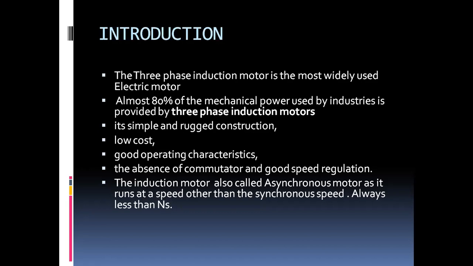Now, what is a synchronous speed? The synchronous speed is the speed of the magnetic flux which is revolving in the air gap, and that is given by the formula Ns = 120 f / p, where Ns is the synchronous speed, f is the supply frequency, and p is the number of poles of the electric motor.